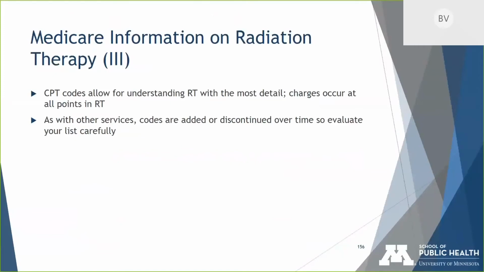Overall, the CPT codes, so those that you can find within the outpatient and the carrier files, allow you to evaluate and understand radiation therapy with the most detail. And importantly, those charges do occur at all points in radiation therapy, so you do see a separate bill for all of the different components. You can really step back and see more of an overarching approach to the radiation therapy.